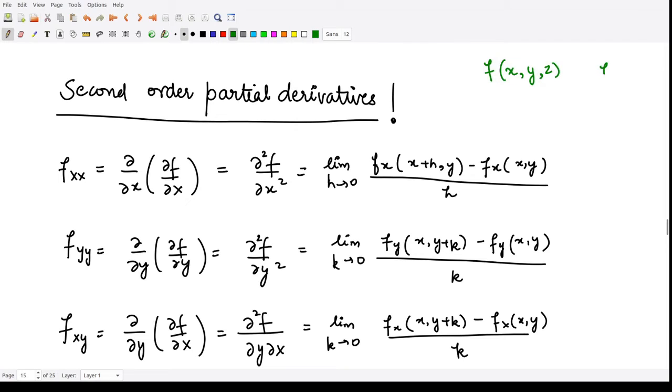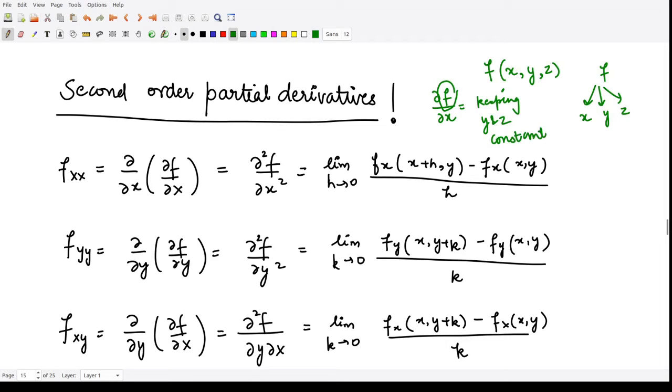That means this function f is dependent on x as well as y as well as on z. Suppose this is the case. Then the first derivative of this function f with respect to x is defined by calculating the derivative of this function keeping all other variables, that is y and z, as constants.